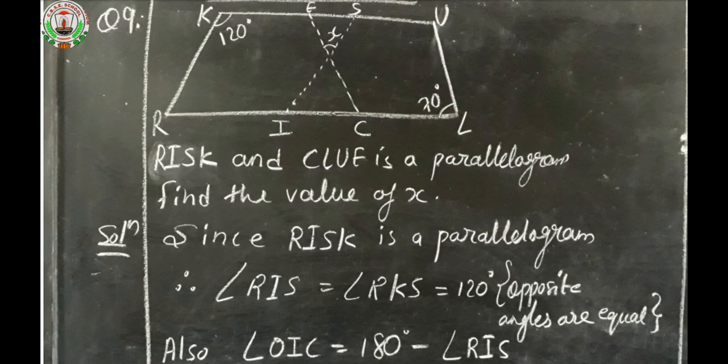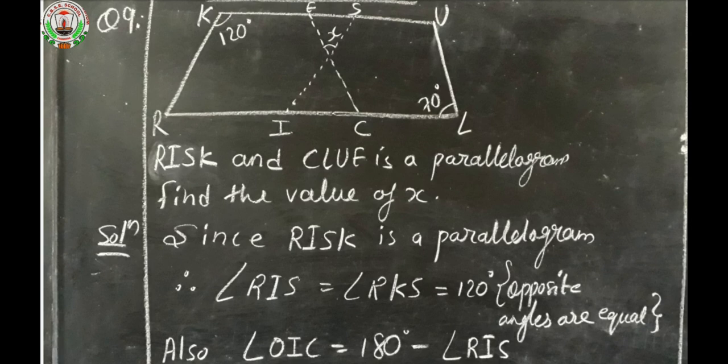Okay, now look at the solution. Since RISK is a parallelogram, isn't it? Therefore, our angle RIS will be equal to angle RKS, isn't it? Angle RIS will be equal to angle RKS. Why is it equal? Because opposite angles of a parallelogram are equal. That's why angle I is equal to angle K.